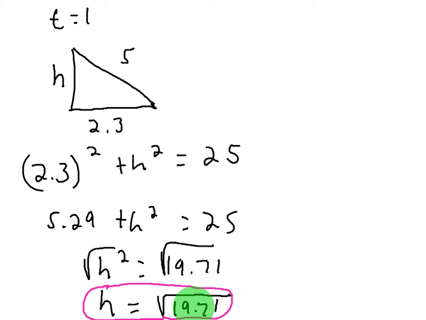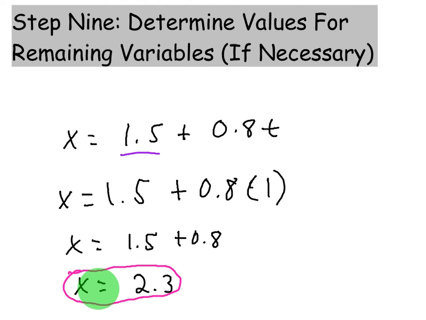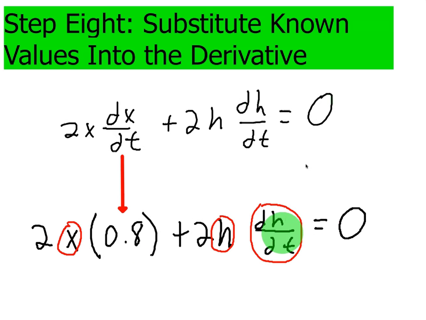I'm going to plug that into the formula. Actually, we'll do step 10 in the next video. Sorry. But anyways, we figured out h and we have figured out x. So we have accomplished step 9 because we've determined the values for the remaining variables. For step 10, we're just going to plug those in, and then you'll see that you'll have just one variable left, the variable you're trying to solve for, in this case, dH/dt.